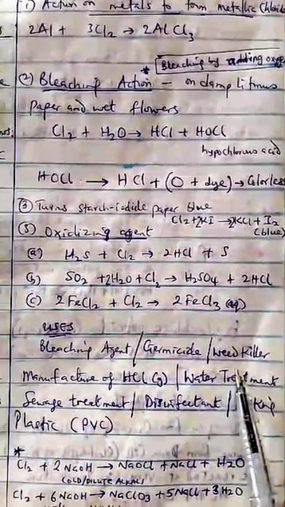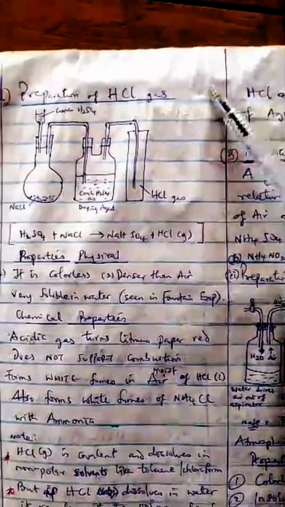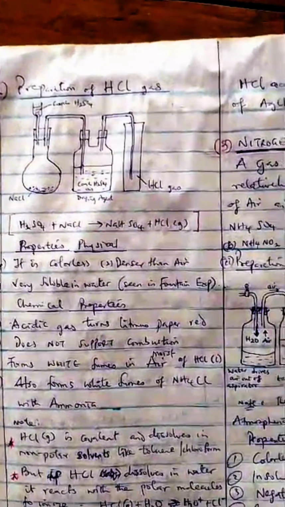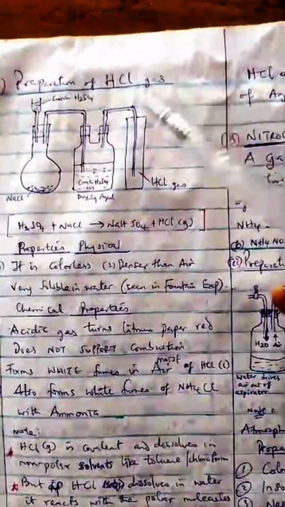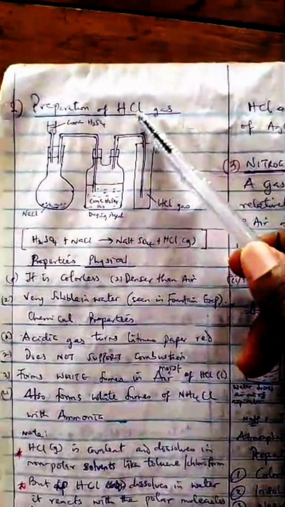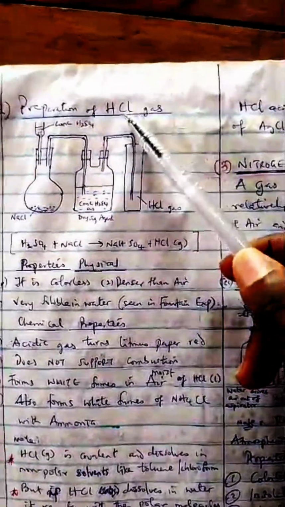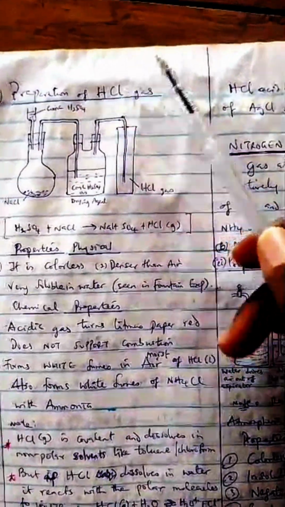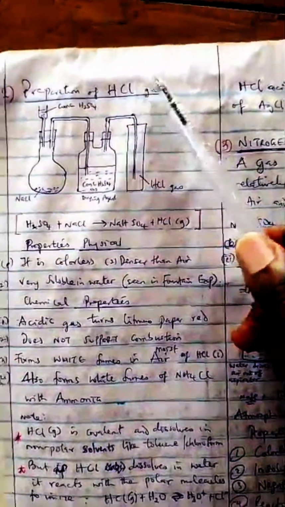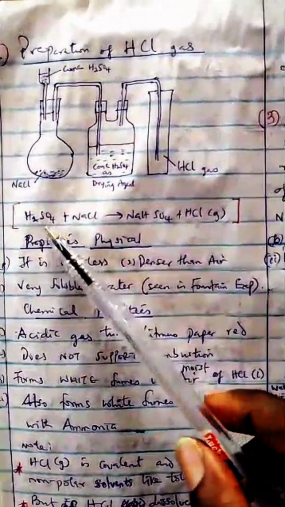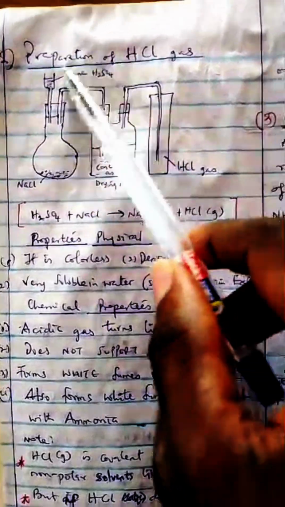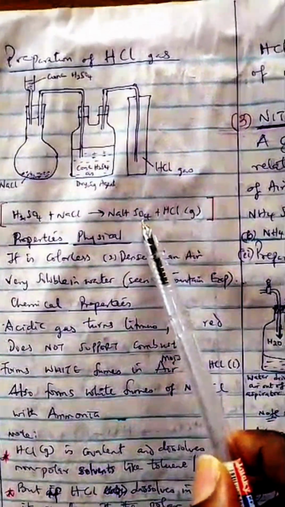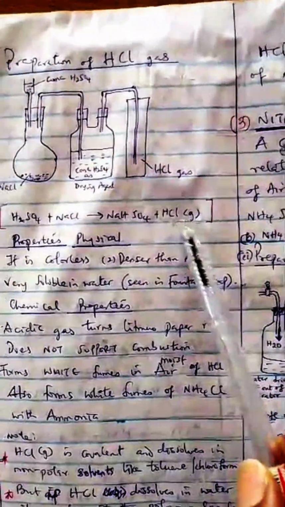It's used for water treatment, sewage treatment, disinfection. Right, so let's look at the preparation of this compound of chlorine. We are looking at chlorine and its compounds. So this is a typical compound of chlorine, hydrogen chloride gas. The gas form of this is hydrogen chloride, while the liquid form is hydrochloric acid. It's basically a reaction between sodium chloride salt and concentrated H2SO4 to produce sodium hydrogen sulfate and then hydrogen chloride gas.